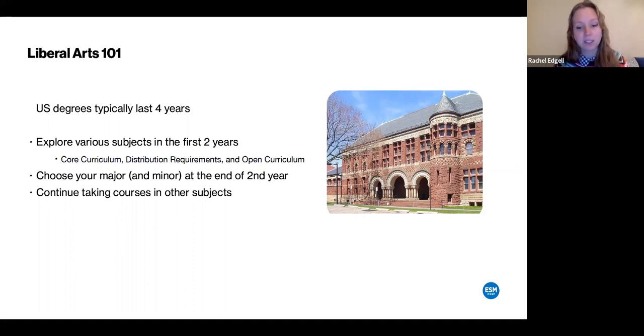Students are typically not studying just one subject over the course of their 4 years, which is the length of a typical degree in the US versus 3 years like it is here in the UK. After those first 2 years of exploration and trying different things, that's when students would choose their major and any minor or minors if they want.